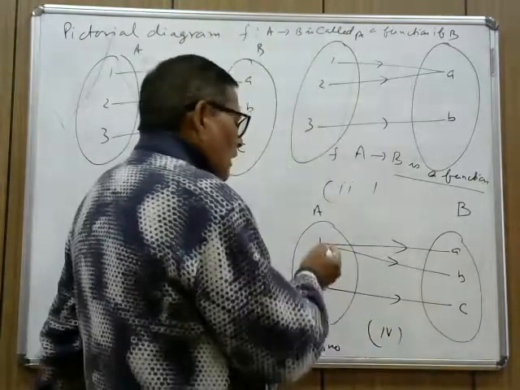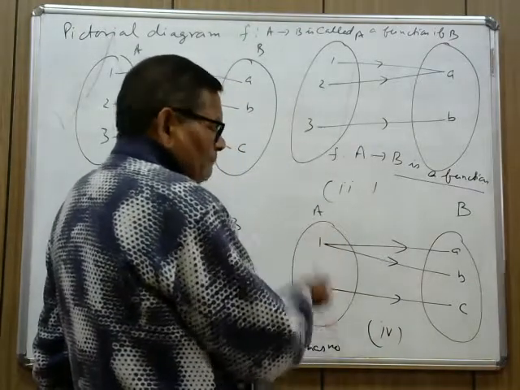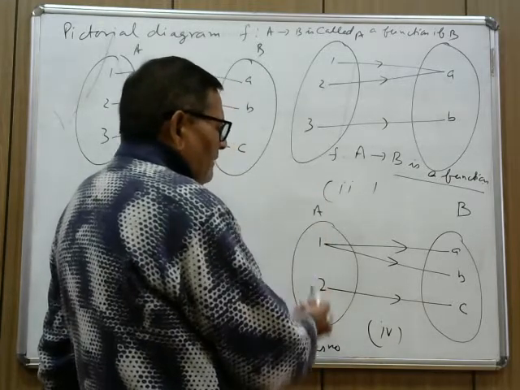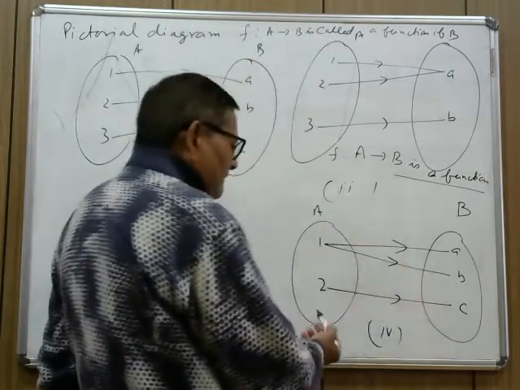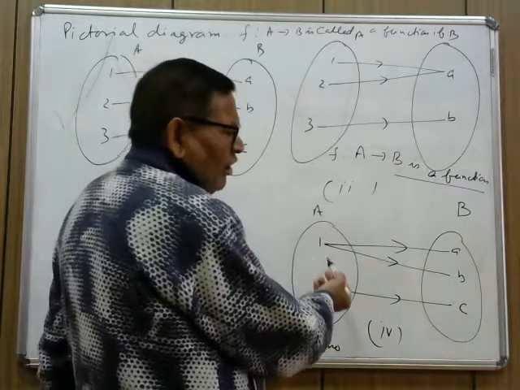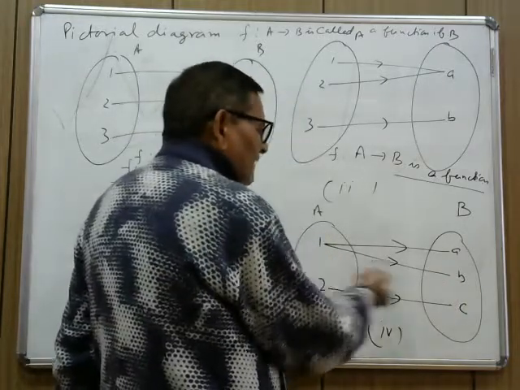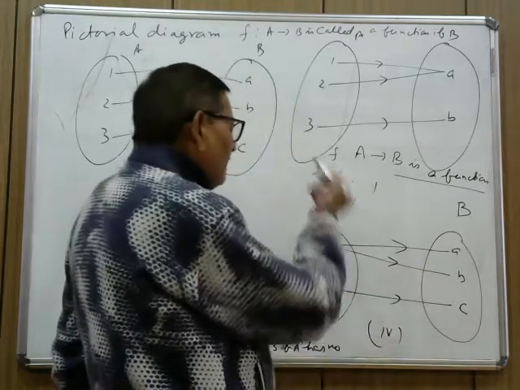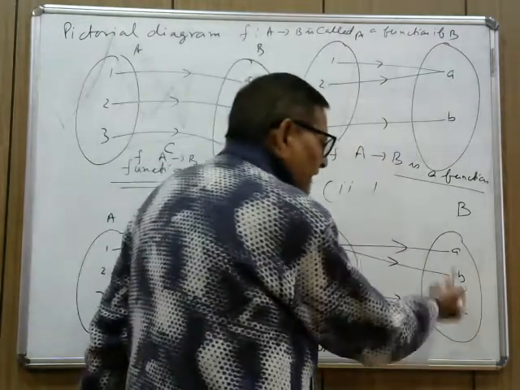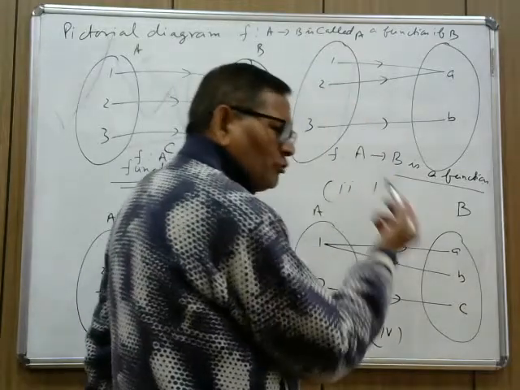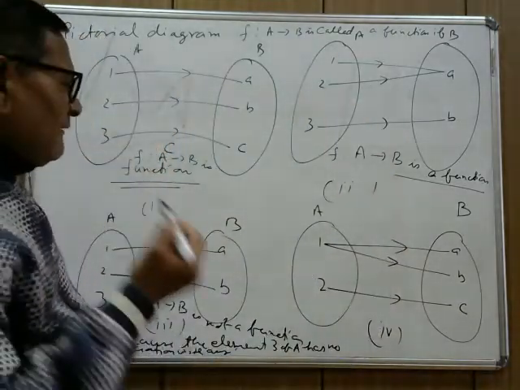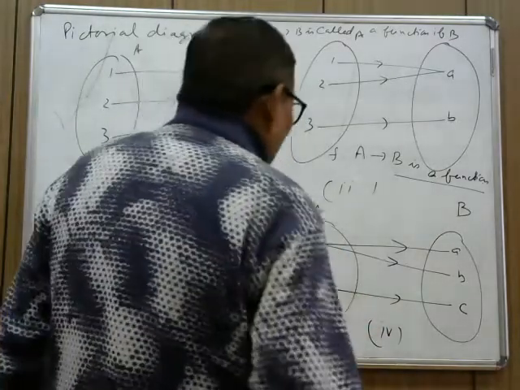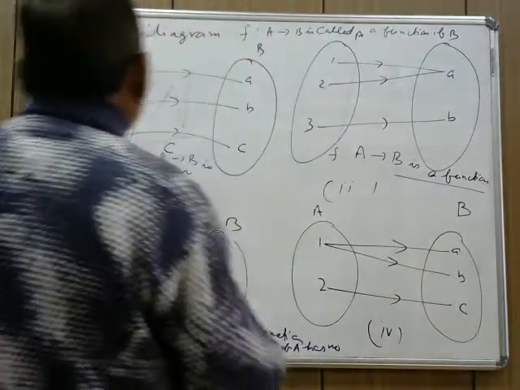Similarly, now you see in this example, all the elements of A have the association, but the element 1 is not uniquely associated. The second condition is not satisfied. 1 is not uniquely associated because 1 has the association with A and B both. So it means that this is also not a function. Why is this not a function? You can write the condition also.